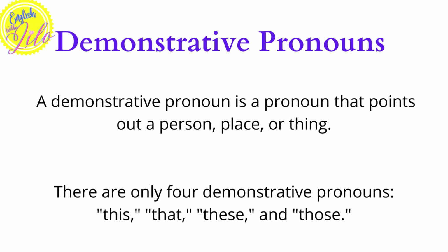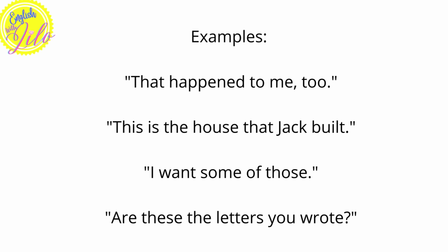A demonstrative pronoun is a pronoun that points out a person, place, or thing. There are only 4 demonstrative pronouns: this, that, these, and those. Examples: that happened to me, too. This is the house that Jack built. I want some of those. Are these the letters you wrote?